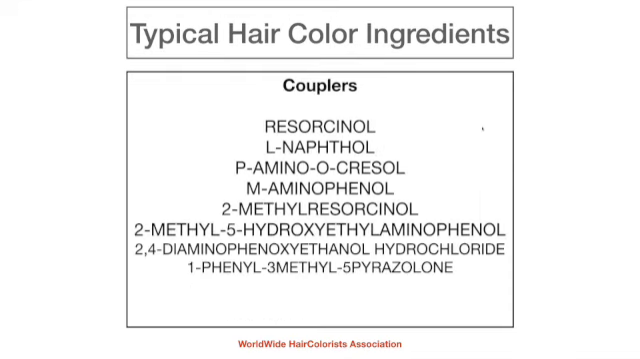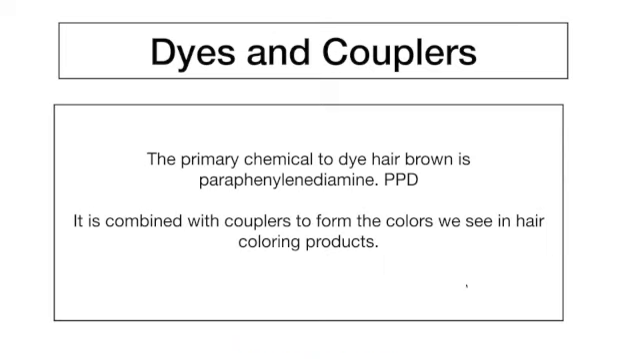Now, this is not all of the couplers that we use. However, these are 8 of the most common couplers. And it's not important that you understand what happens when you mix dyes and couplers together yet, but I will give you some examples. Now, look at what it says here. The primary chemical to dye hair brown is paraphenylenediamine. You know it as PPD.